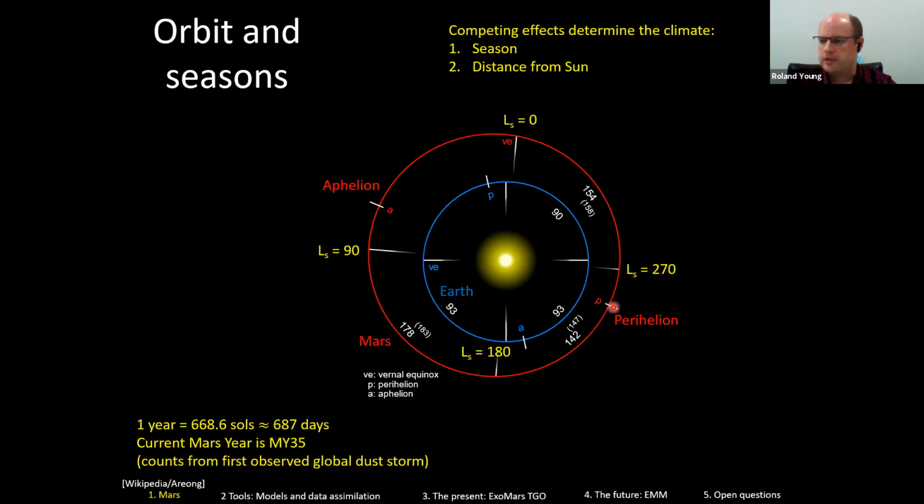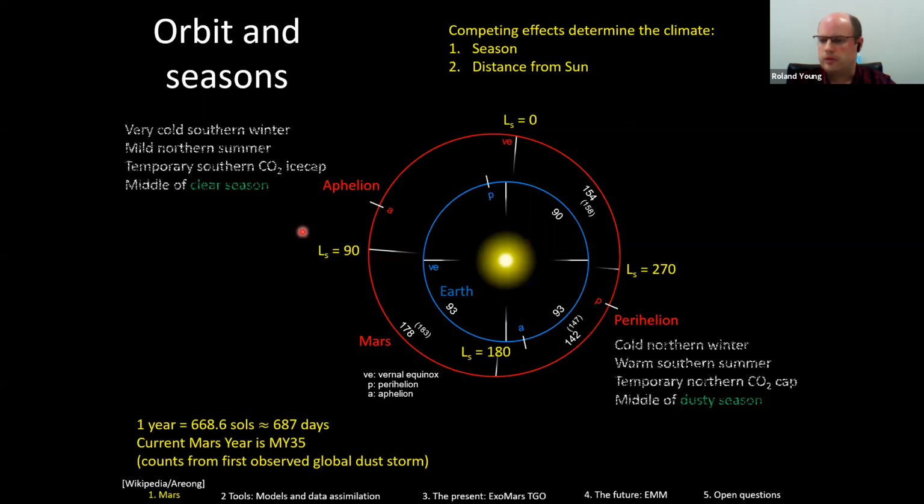So I want to point out two points in the orbit. Here, this blue line shows the Earth's orbit around the sun, and the red line shows Mars's orbit around the sun, and you can see that it is much closer to the sun at this point than it is at this point.